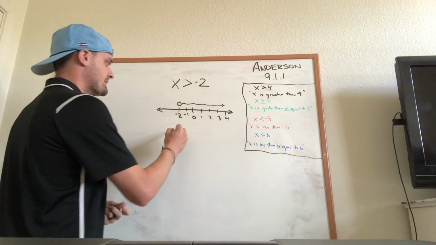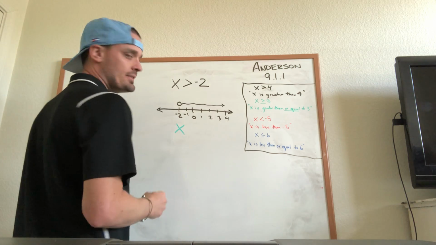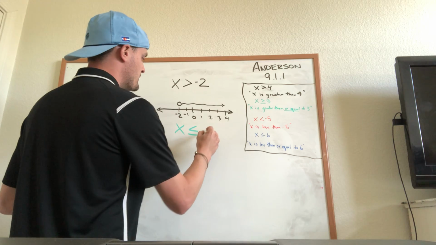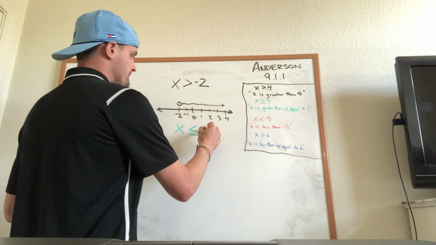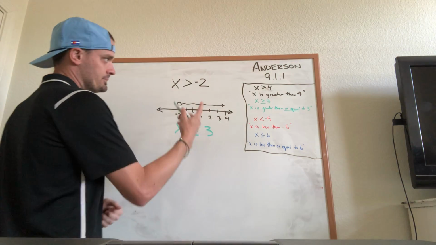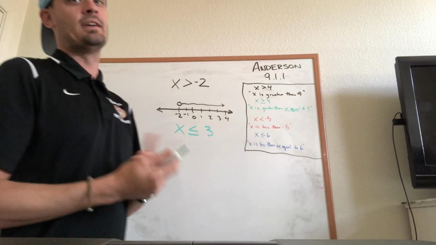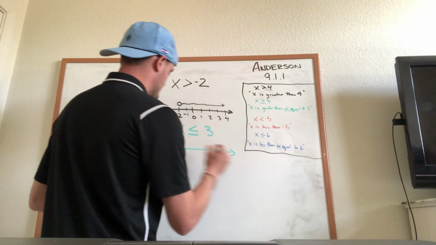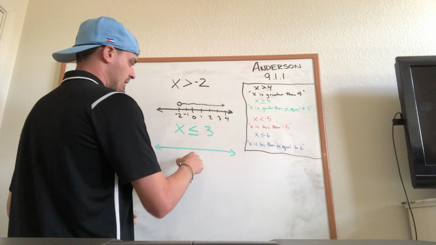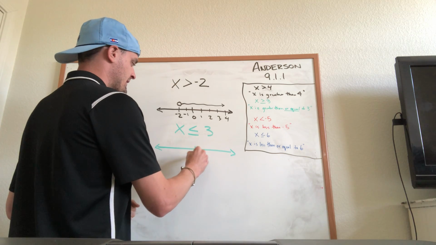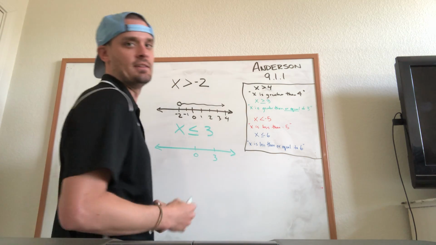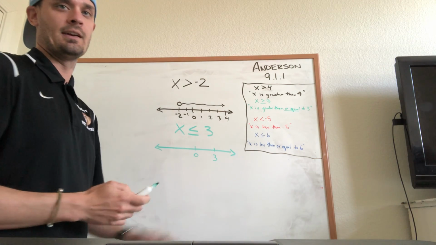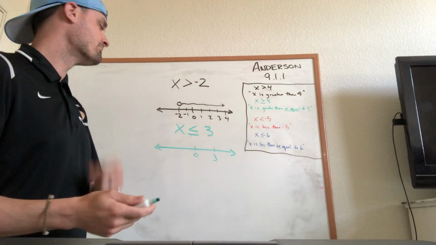Let's say we wanted to graph x is less than or equal to 3. We want to graph this one on a number line. Again, start with our number line. You don't always even have to write 0, but I'm going to write here's 0, here's 3, just because it helps me know 0 is less than 3, so it helps me understand which way I should be going.